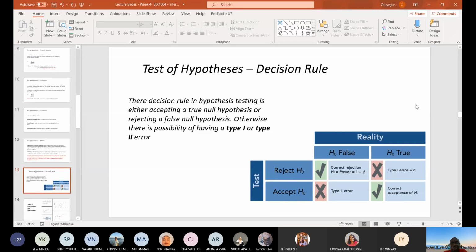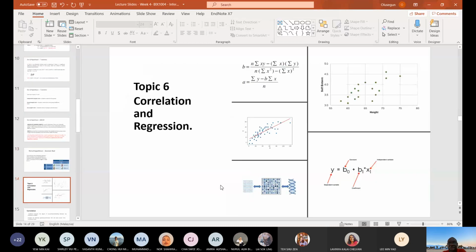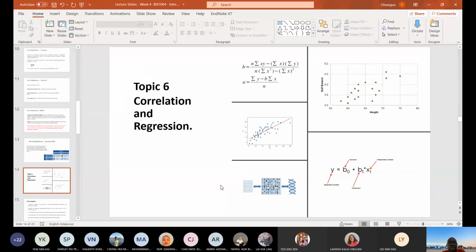Okay. So now, where do we use all these hypothesis jargons? We use it when we are looking at the correlation and doing regression. So that takes us to our next topic, which is talking about correlation and regression.